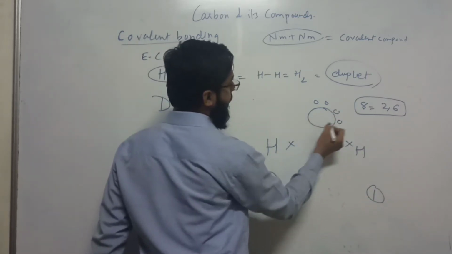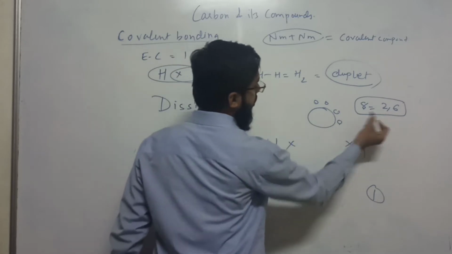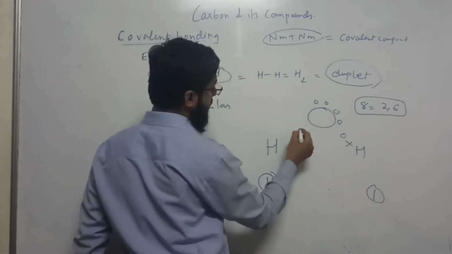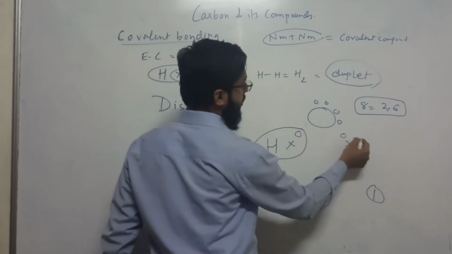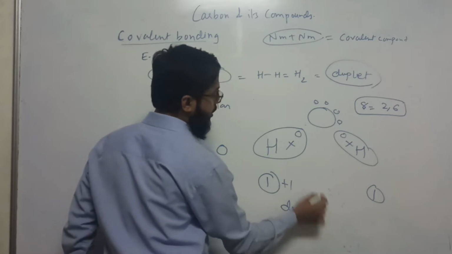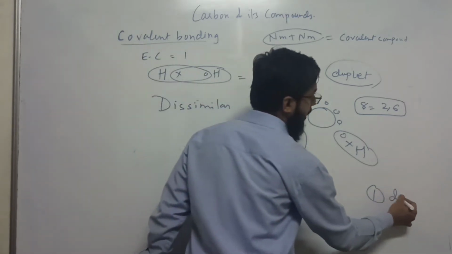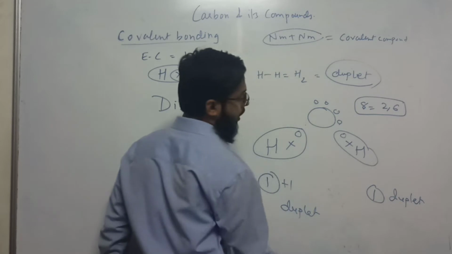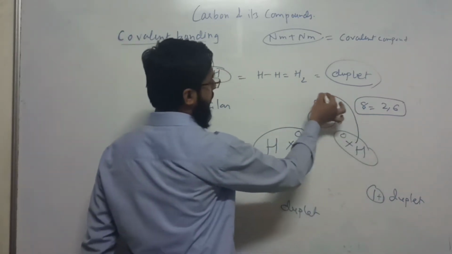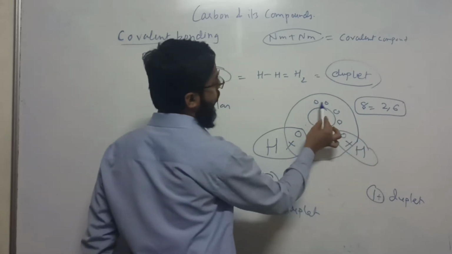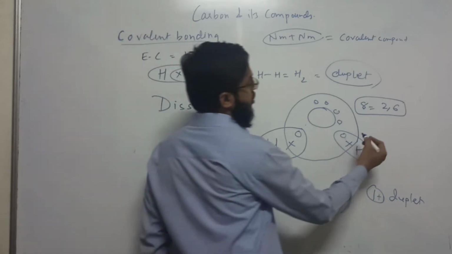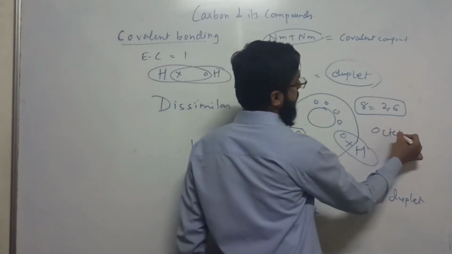Just look over here. 1, 2, 3, 4, 5, 6. Now this electron is shared with hydrogen. Hydrogen becomes 1 plus 1, a duplet. It is sharing, it is not completely given to the hydrogen. Now hydrogen has 2 electrons, and on the other hand, oxygen has 8 electrons. So it now has an octet configuration.